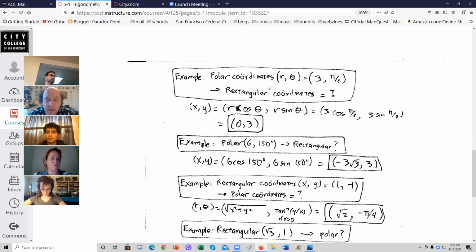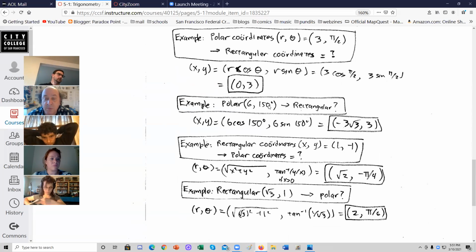So for example, polar coordinates, r equals 3 and theta equals pi halves. What are the rectangular coordinates? Well, x by y is r cos theta by r sine theta. Putting a 3 in for r and pi halves here. Pi halves is a 90-degree turn, which ends you at 0 by 1. So cosine of pi halves is 0 and sine of pi halves is 1. 3 times 0 is 0. 3 times 1 is 3. So the rectangular coordinates are 0 by 3.